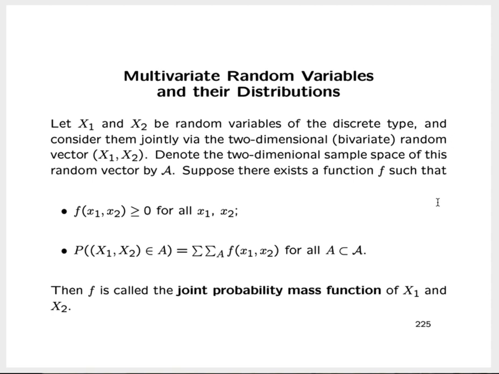Suppose there exists a function lowercase f such that the function evaluates to a value greater than or equal to 0 for all ordered pairs (x1, x2) in the real plane, and then for all subsets of the sample space of the bivariate random vector, so all events involving the random vector, the probability of such an event can be obtained by summing this function over the elementary events that comprise that event. Now, if such a function f exists, it's called the joint probability mass function, or joint PMF, of X1 and X2.